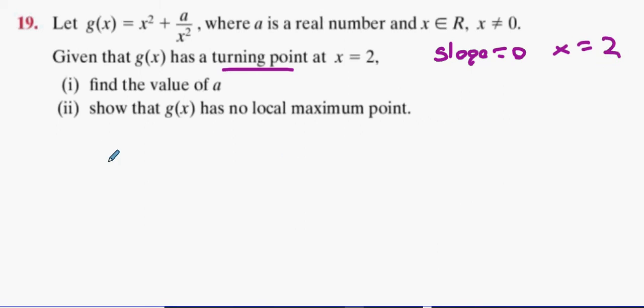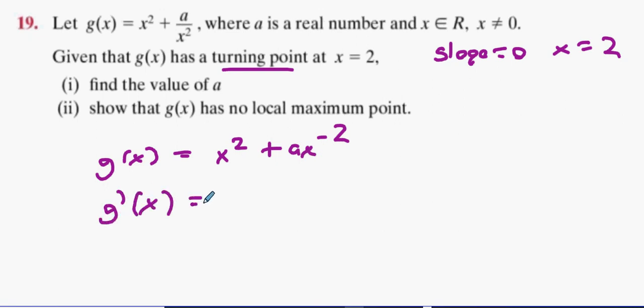Now, once again, I'm feeling a bit tired. I do not want to do the quotient rule, so I'm going to change this to x to the minus 2. Okay? I'm now going to differentiate the first derivative. I'm going to get 2x minus 2a x to the minus 3.